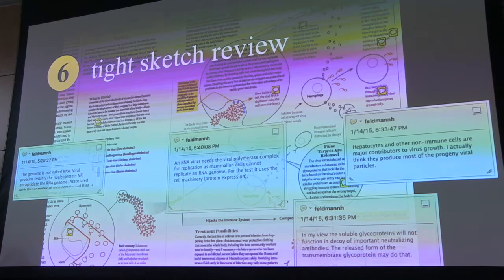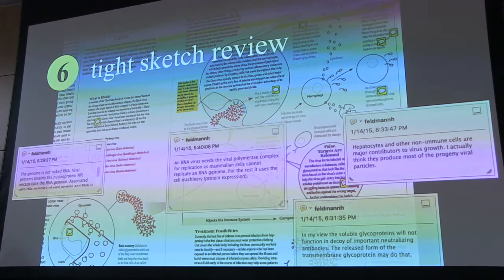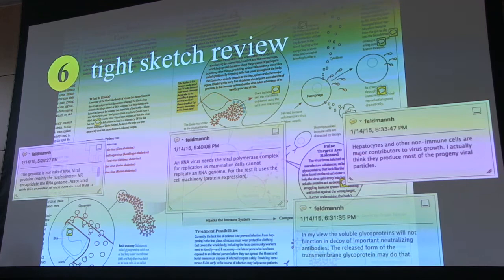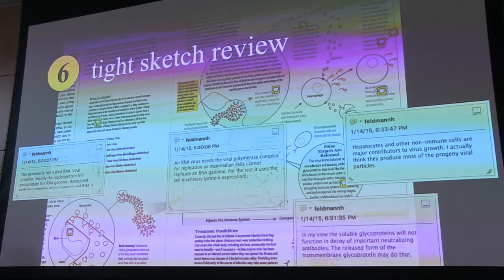Stage 6, tight sketch review. Once I'm happy with the tight sketch, I send it out for another review. Feedback loops that focus in on specific details of the illustration are fine at this stage, but the composition and overall plan should be locked in at this point. If there was a fundamental problem with the content, and therefore a fundamental problem with the composition, it should have been flagged earlier.